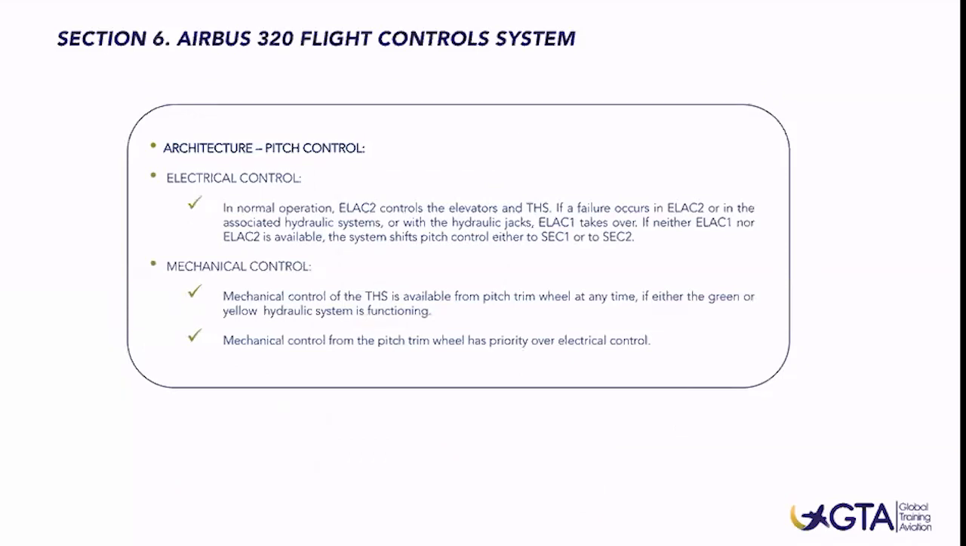Continue with the pitch control. The electrical control in normal operation is managed by the computer ELAC2, which controls the elevators and THS. In case the ELAC2 fails, the ELAC1 will take over this control. We have the possibility as well of mechanical control of the THS, which is available from the pitch trim wheel at any time, as I discussed, as long as both the green and yellow hydraulic systems are functioning properly.